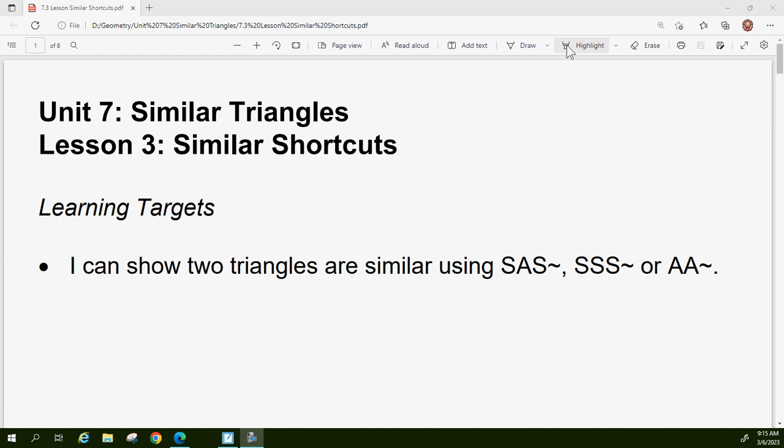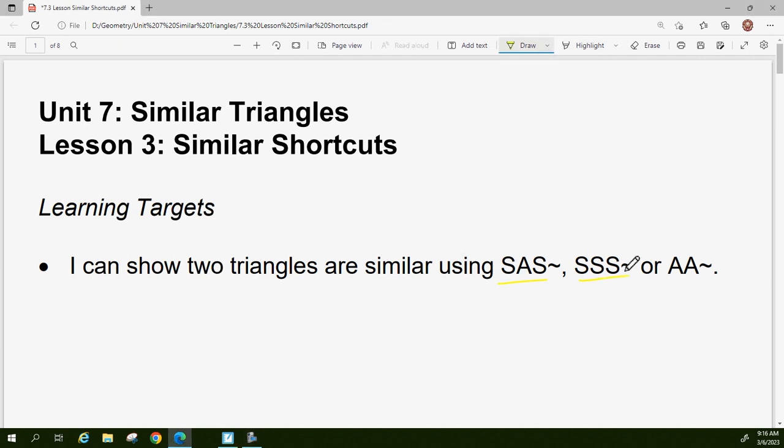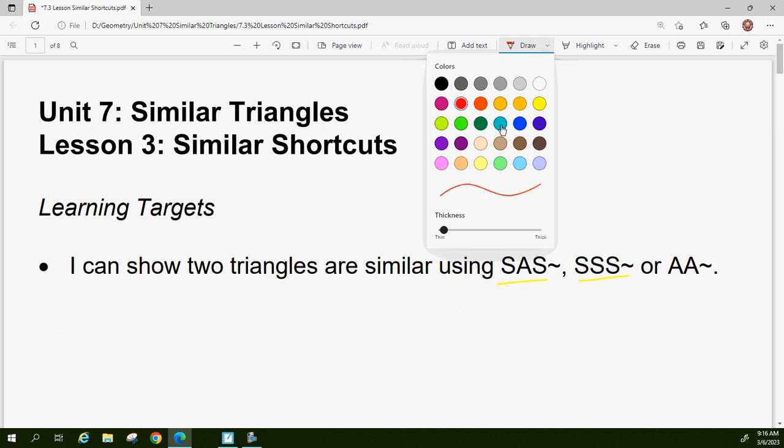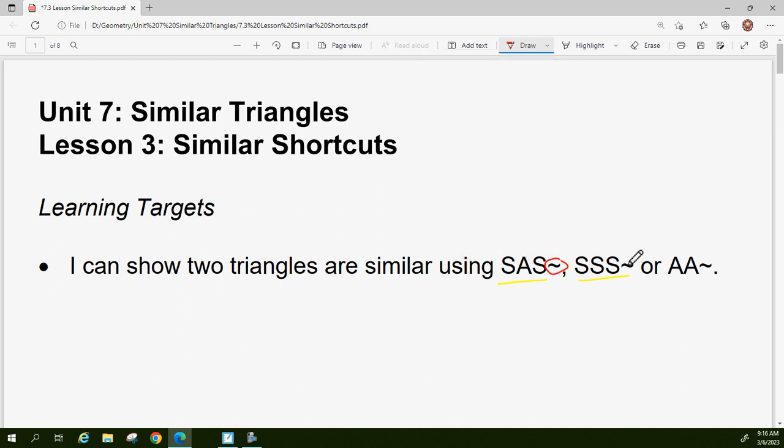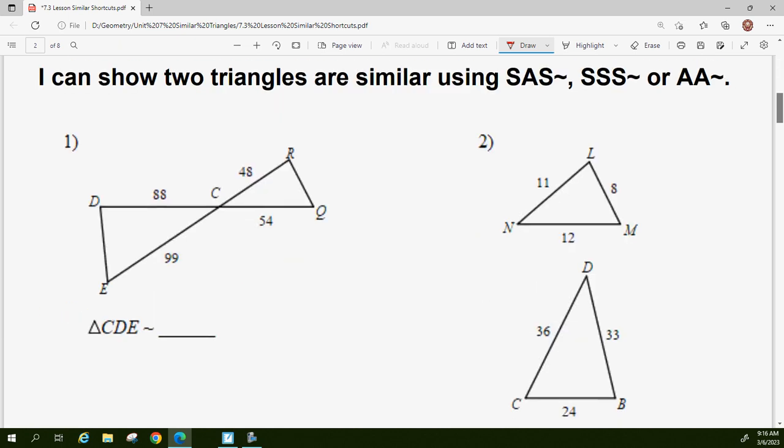This is very close to showing congruent triangles congruent using shortcuts. And you'll see here that a couple of these shortcuts kind of have the same name. And we add at the end of them these little squigglies that mean similar, so we can differentiate between the two. And so let's talk about what exactly these are.